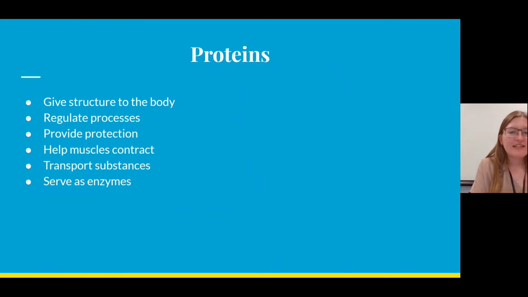And then we have proteins, and proteins are significant to us as embalmers because when we embalm, we create a cross-linkage of proteins that help stabilize the tissues into an environment hostile to bacteria. Proteins give structure to the body. They regulate processes, provide protection. They help muscles to contract, transport substances, and serve as enzymes.